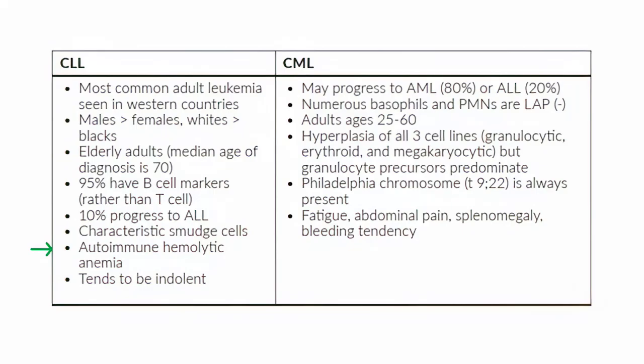So you can also see autoimmune hemolytic anemia with CLL. We talked about that earlier. Now, do you remember which type of autoimmune hemolytic anemia? Does CLL cause warm agglutinins or cold agglutinins? It's both, actually. CLL can cause either one.